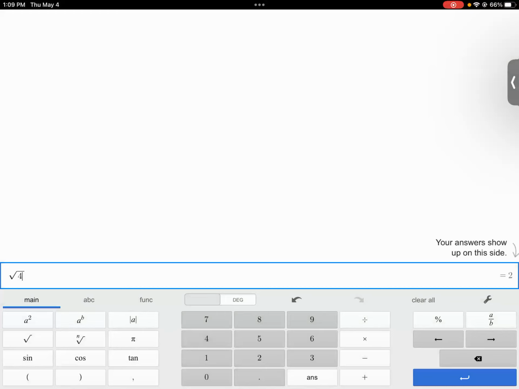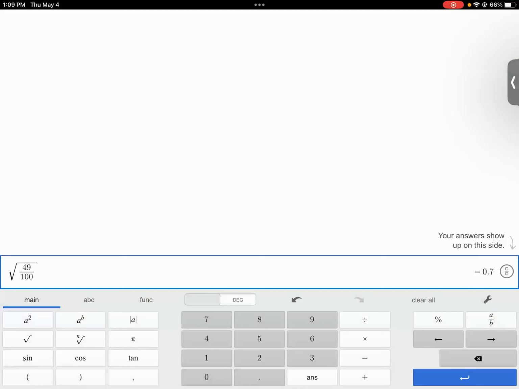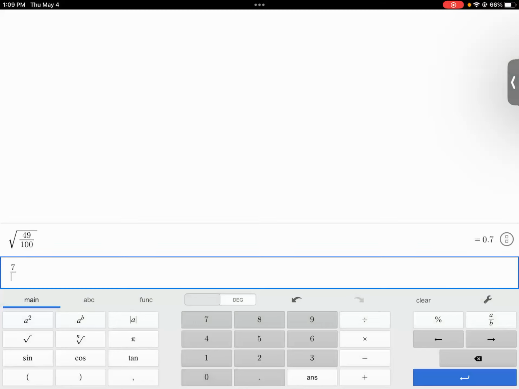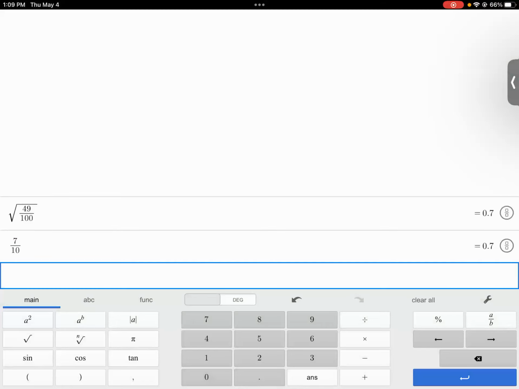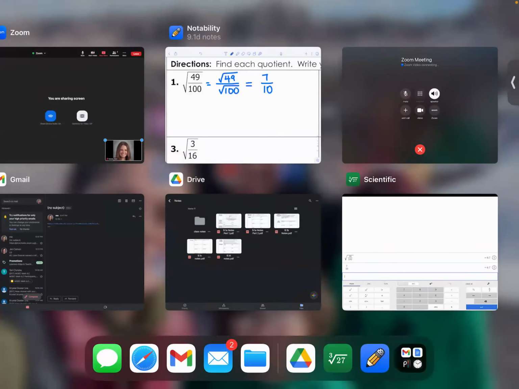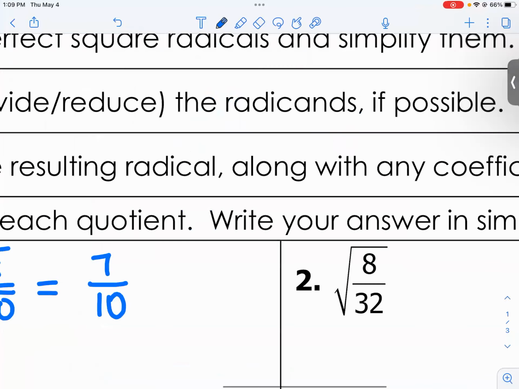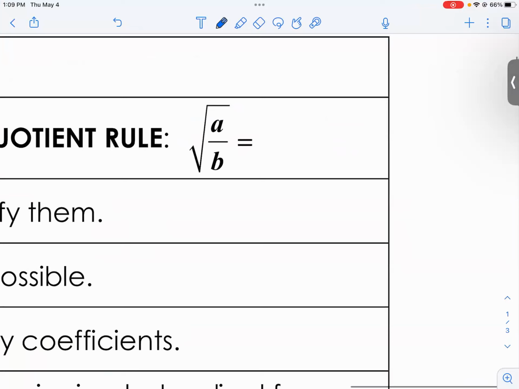So the square root of 49 over 100 is 0.7, which is the same as 7 over 10. Isn't that kind of cool? Okay, now, what I want you to understand is that up here, if we have the square root of a over b, it really means the same as the square root of a over the square root of b. You can go back and forth either way.